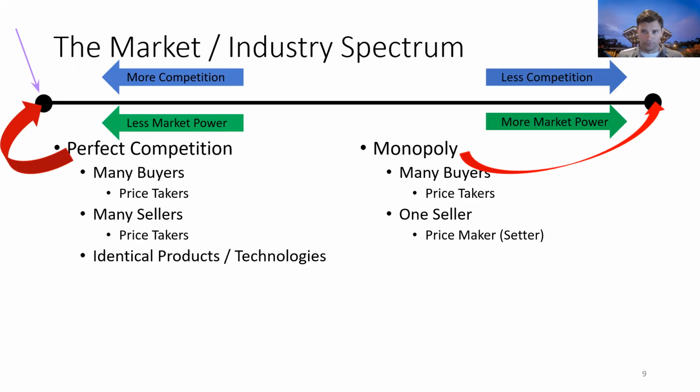Furthermore, let's think about the opposite. If you have a totally unique product, who must you be? It's totally unique. You're the only one selling it. Is that right? Where must you be on the spectrum?